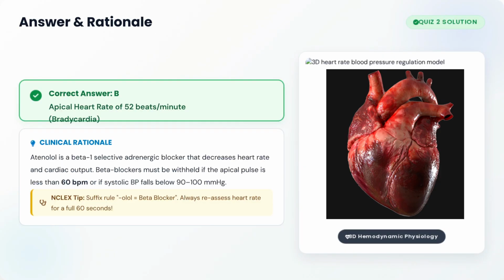The correct answer is B. An apical heart rate of 52 beats per minute, which is bradycardia. Atenolol is a beta-1 blocker that decreases heart rate. You must withhold the medication if the heart rate is less than 60 beats per minute.